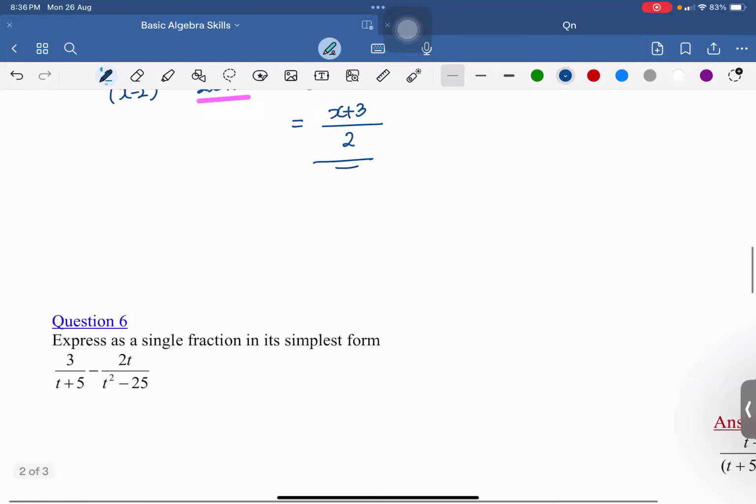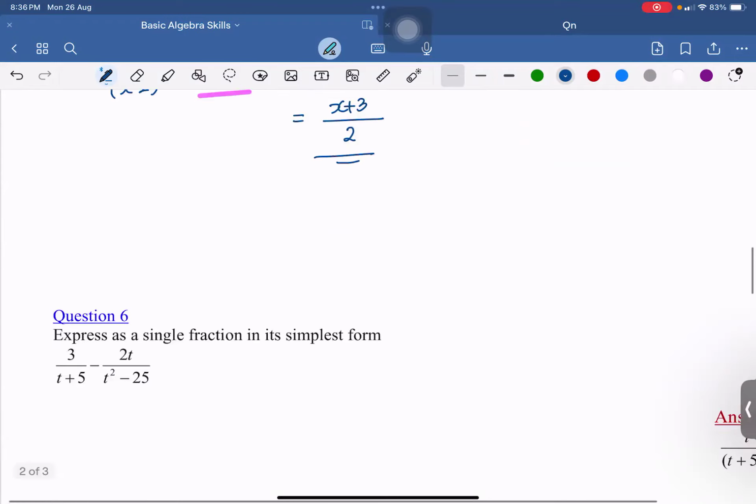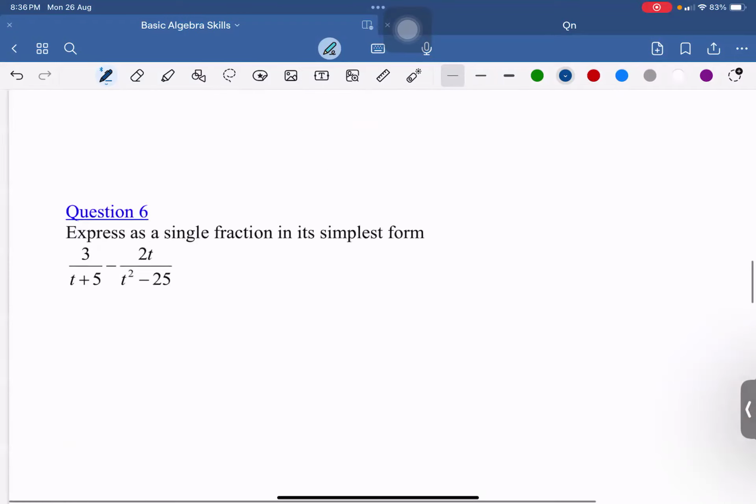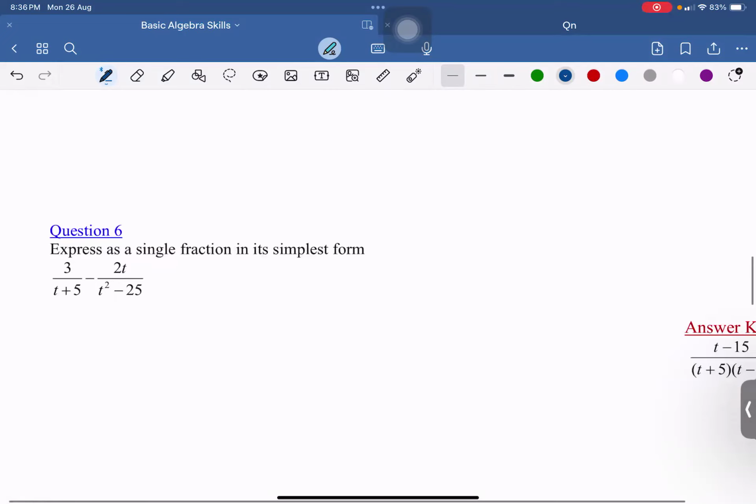Okay, let me go through a few more questions. We are left with a couple more, right? Addition and subtraction. When we do addition and subtraction, first things first, check the denominator.